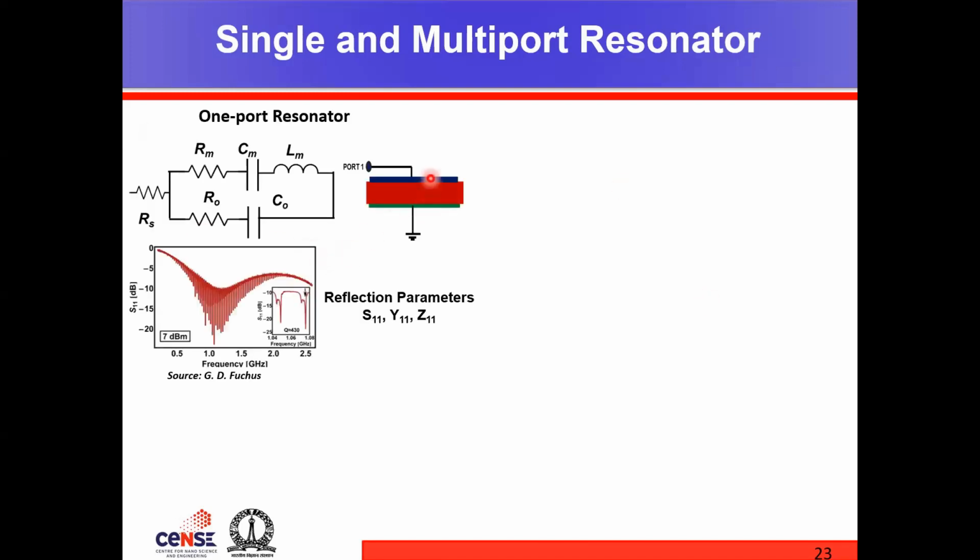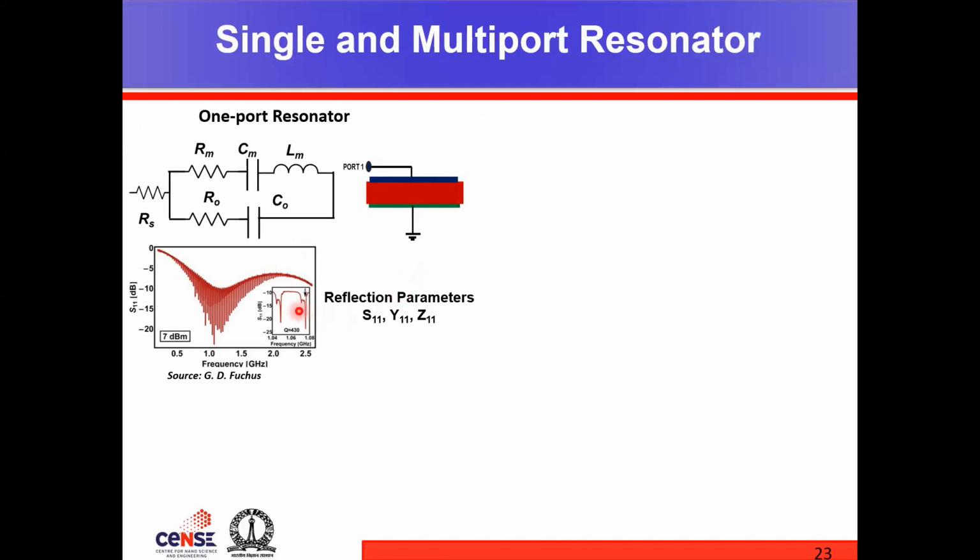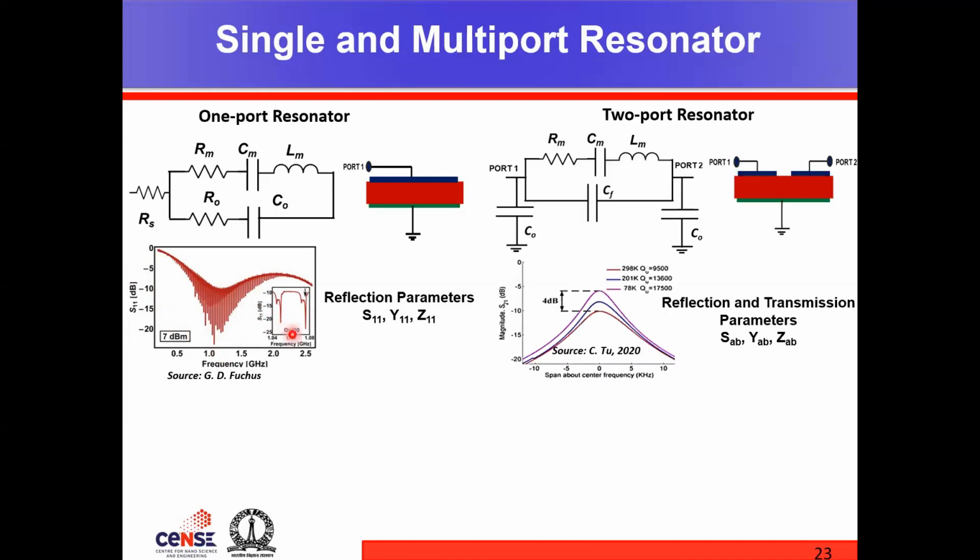When the drive and the sense are performed on the same electrode, it is known as a one-port measurement scheme. The parameter used to analyze the resonator performance is basically the S11 parameter when you measure using a network analyzer, and it is known as the return loss. And all the dips that you see, this is from an H-bar paper, all the dips correspond to the resonant modes.